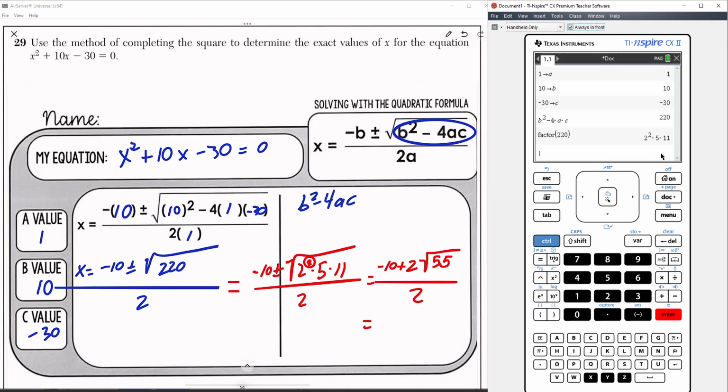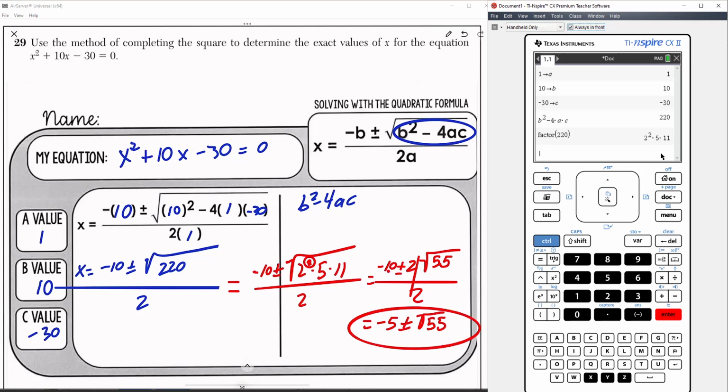Almost done. Now, the fraction part, I've got to simplify it. You've got a negative 10 and you've got a 2. You've got a 2 here and you've got a 2. So all of these have a factor of 2 in it. So we can take the 2 out. So this will be a negative 5. The 2's will cancel, so you'll be left with 55. And this should be plus or minus. So that's your answer: negative 5 plus or minus the square root of 55.